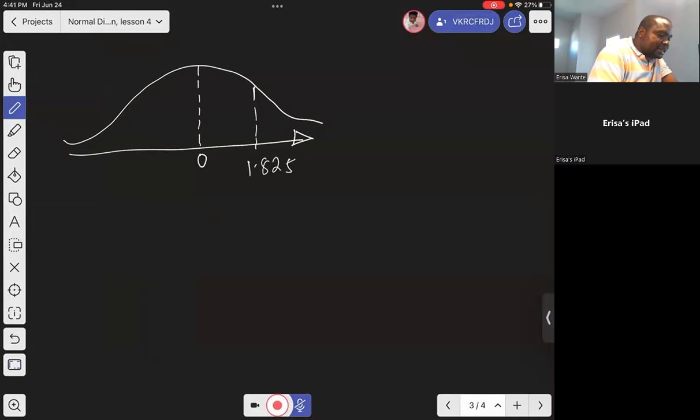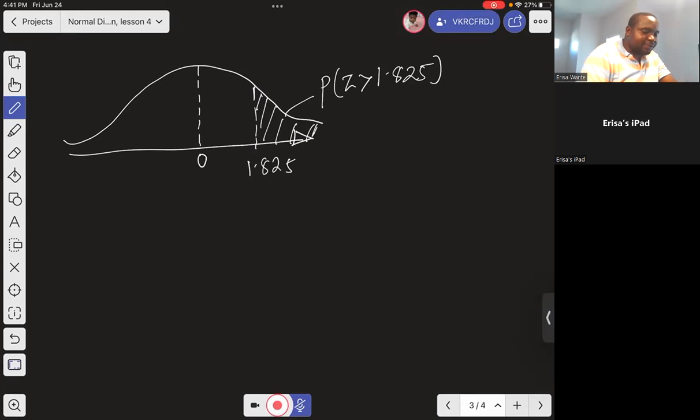1.825. Then I want the probability that Z is more than 1.825. So this is the probability that Z is more than 1.825, okay? I want to use a second set of table. I have two tables here. The first table is reading from negative infinity up to this point.